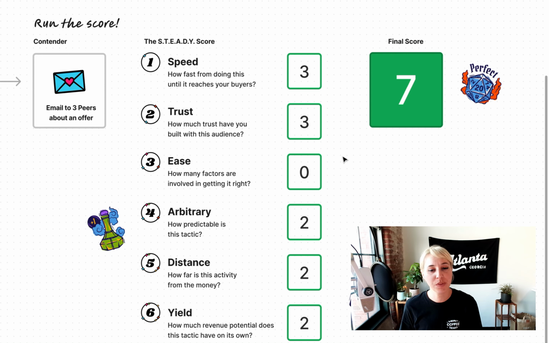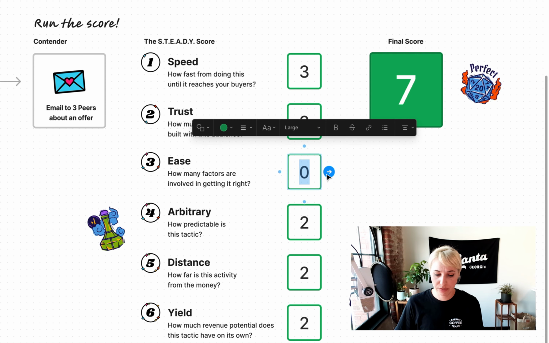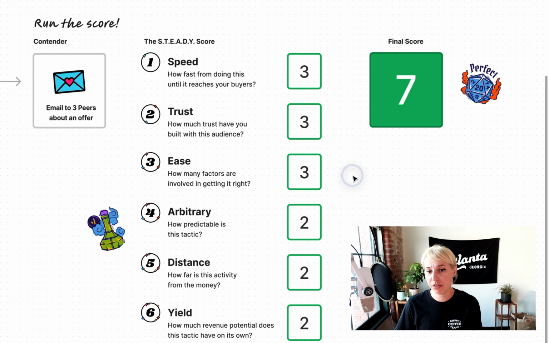Ease. How many factors are involved in getting it right? Not that many factors. You can identify those 3 people probably pretty easily. And then all you need to get right is the message to them that motivates them to pass along your offer. So very few factors at play. We're going to give that a 3.